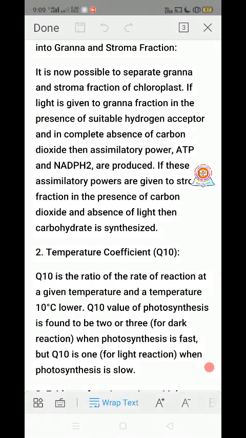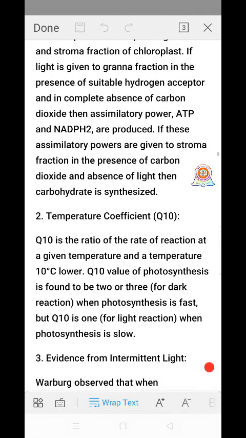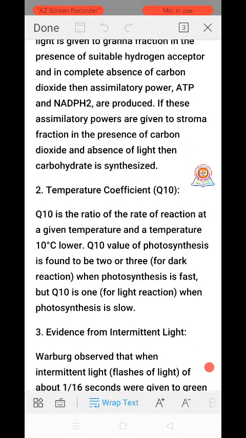Second evidence, temperature coefficient, that is Q10. Temperature coefficient is the ratio of the rate of reaction at a given temperature to that at a temperature 10 degrees Celsius lower. The Q10 value of photosynthesis is found to be 2 or 3 for the dark reaction, when photosynthesis is fast, but Q10 is 1 for the light reaction, when photosynthesis is slow.